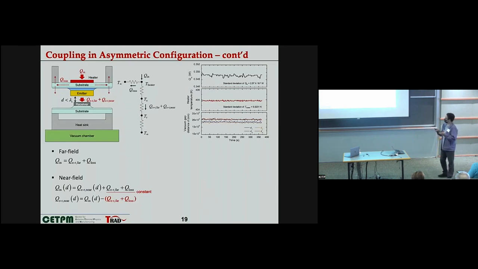If we maintain the environmental conditions, chamber temperature and others, relatively constant, we can assume that this heat loss will be constant regardless of these vacuum gap distances, whether it is far field or near field. And the far field contribution is ballistic transport, so it should not depend on the vacuum gap. In the near field, we have an enhanced near field radiation effect.